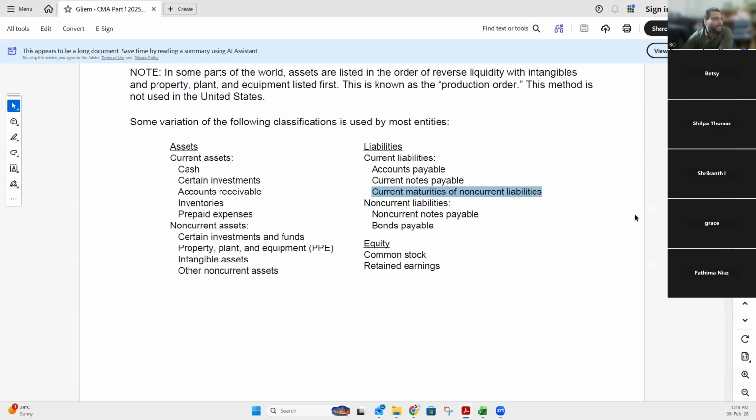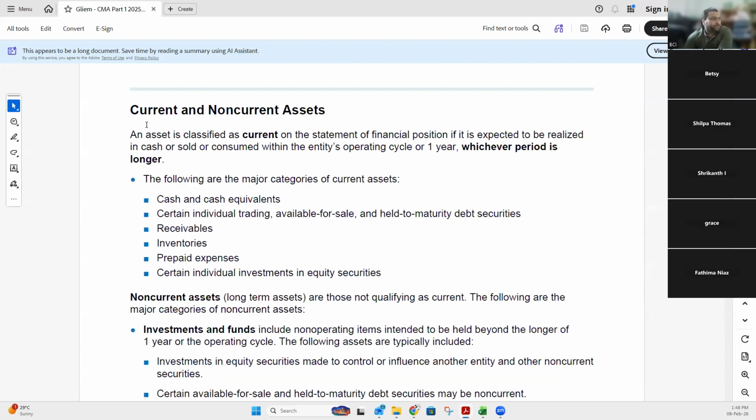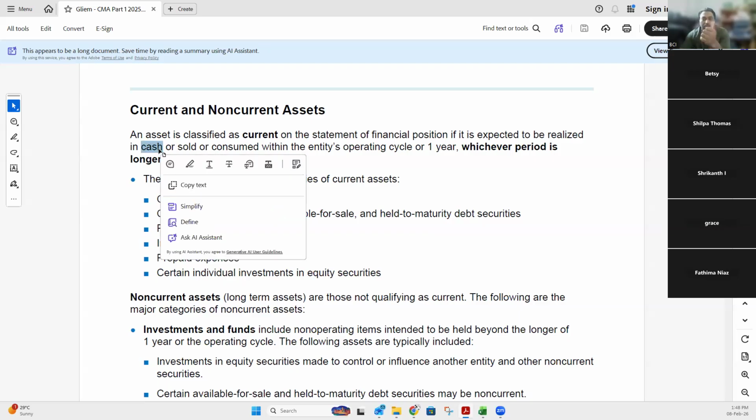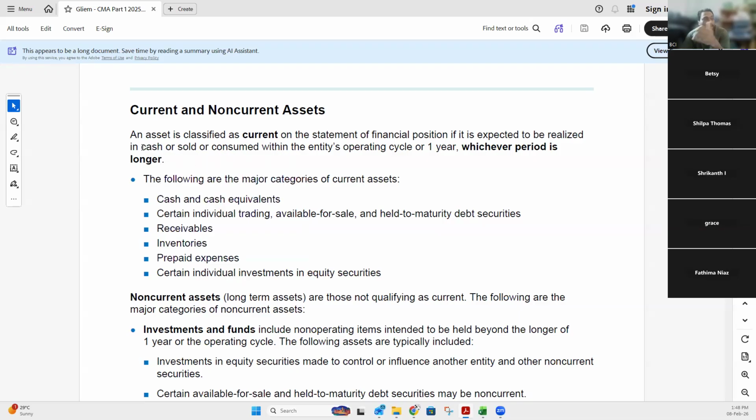Okay. Now going forward, current and non-current. How will we classify an item as current or non-current? An asset is classified as current on the statement of financial position if it is expected to be realized in cash or sold or consumed within the entity's operating cycle or 1 year. For example, inventory: we should be able to sell it and get cash, or recover it as cash.